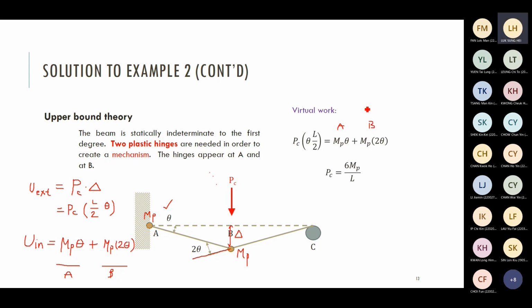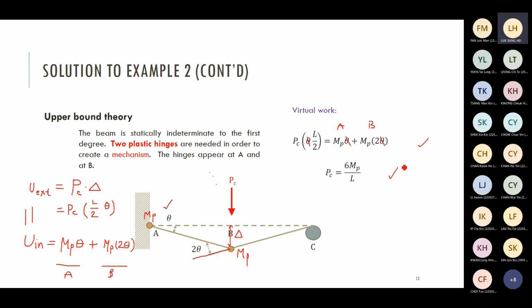Once you have the expressions for external work and internal work, you can equate them, and then you get our energy equation, the virtual work equation. You can see that theta appears on both sides of the equation, so you can eliminate theta. The value is not important because you eliminate theta at the end of your calculations. So PC is equal to 6 MP over L.